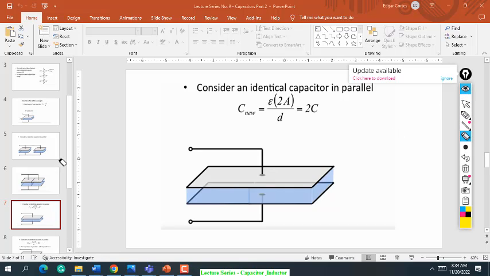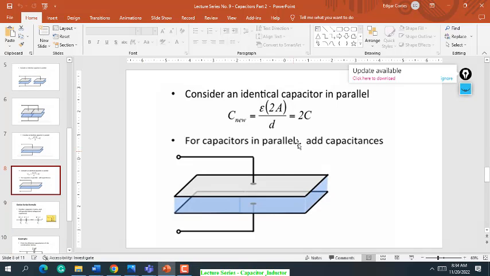So we'll move to what happens in identical capacitors, where the capacitance is twice that of the first capacitor. But what if there are non-identical capacitors connected together? What would happen? We just add the capacitance. Add the capacitance in a parallel capacitor, class.